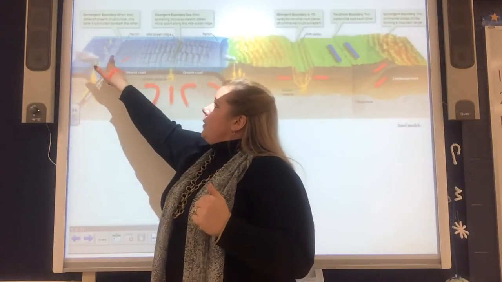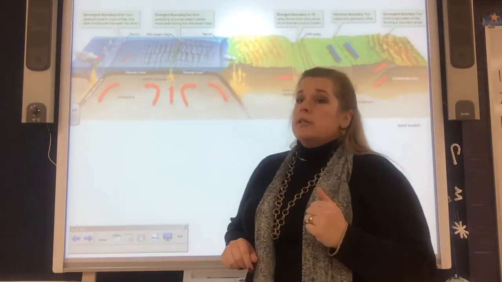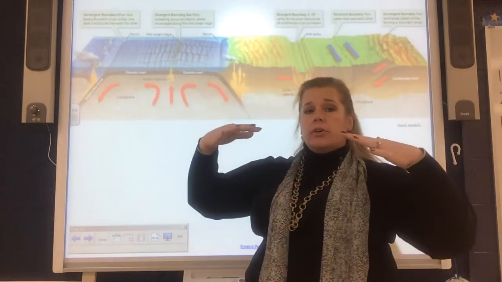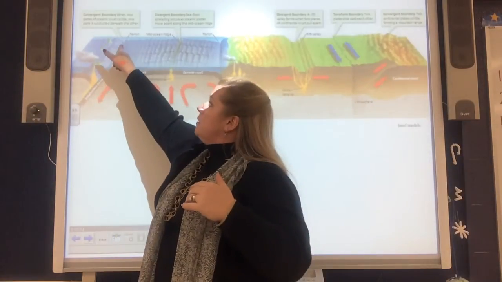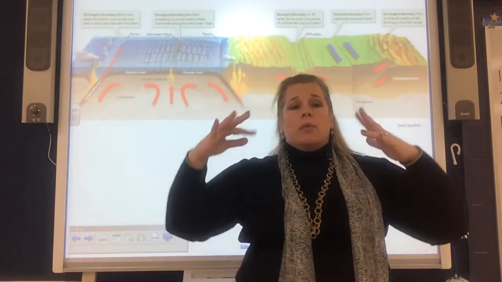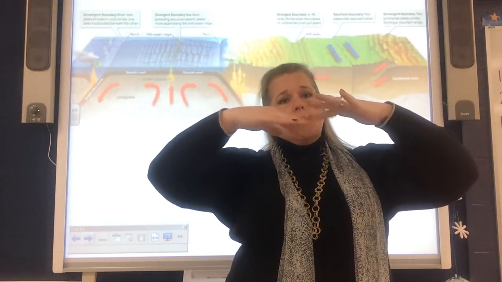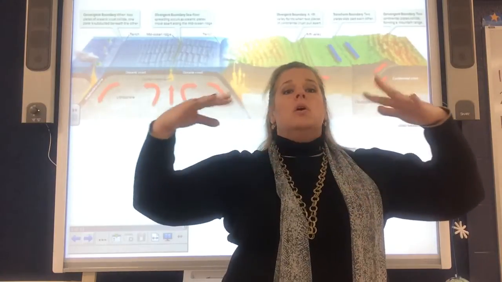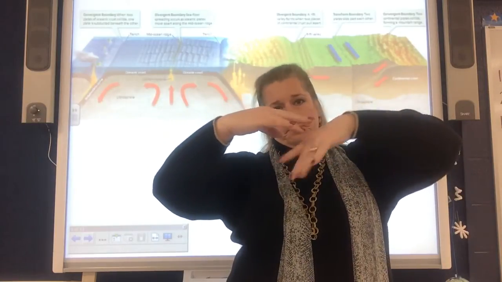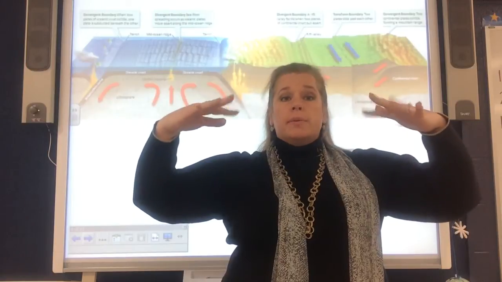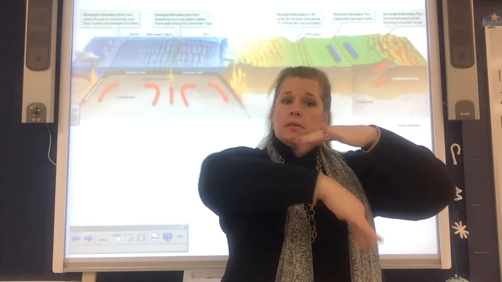Then we have another piece of oceanic and oceanic crust. Again, this time they're converging here at a deep ocean trench. Now when you have two pieces of oceanic crust converging, whichever one is more dense will subduct. Whichever one happens to be older or more dense.